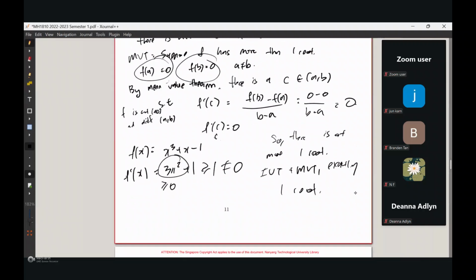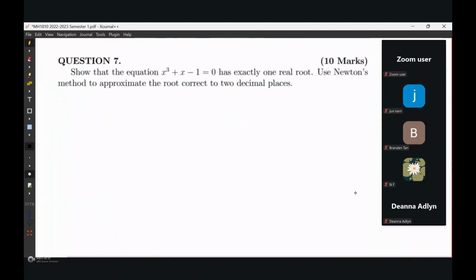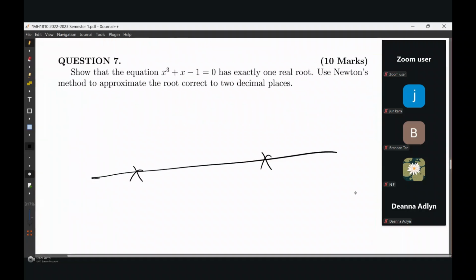Okay, so a graphical way for you to look at this is if you have two roots, let's say here and here. Then let's say my function goes up. It must come down somewhere. Eventually it must come down. And at the turning point, the derivative is 0. That's what it means to have derivative equal to 0.